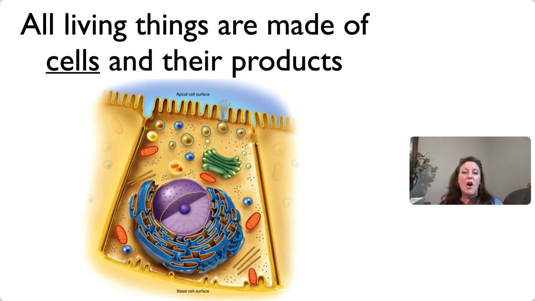All living things are made of cells and their products. Your whole body is made of cells. Your hair is a cell product. And even all of the activities or actions that are done by living things are done by cells, which means that your feelings and your thoughts are actually done by your cells, which I think is kind of mind-blowing.